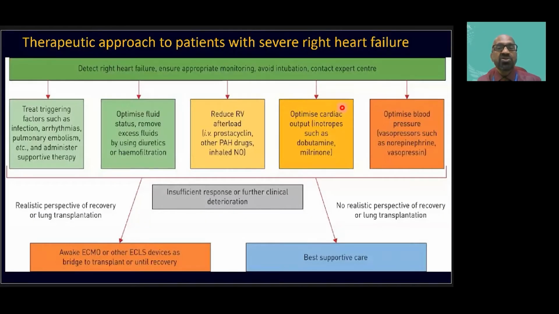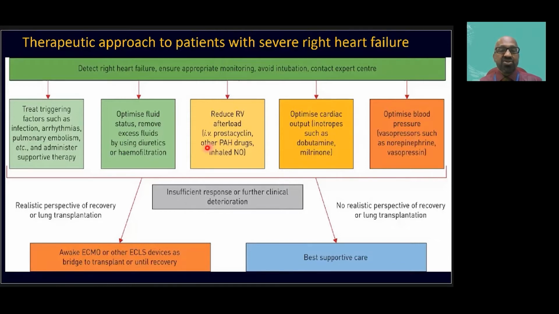Coming to the therapeutic approaches, the treatment of right ventricular failure includes control of the triggering factors or precipitating factors, for example, pulmonary thromboembolism, optimization of the fluid status, removal of excess fluids using diuretics or hemofiltration, control of the right ventricular afterload by using pulmonary vasodilators, optimization of cardiac output using inotropes such as dobutamine and milrinone, and maintaining the coronary perfusion to the right ventricle using vasopressors such as norepinephrine and vasopressin.